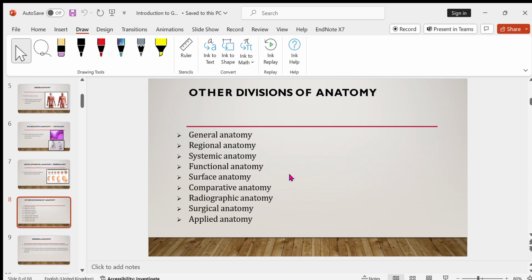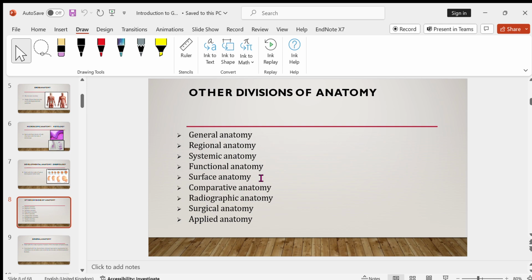Other divisions are the regional anatomy, which discusses the human body by regions like the upper limb, the lower limb, the thorax, abdomen. The systematic anatomy is through systems, the cardiovascular system, the respiratory system, etc. The functional anatomy is through the functions of the different organs and structures.